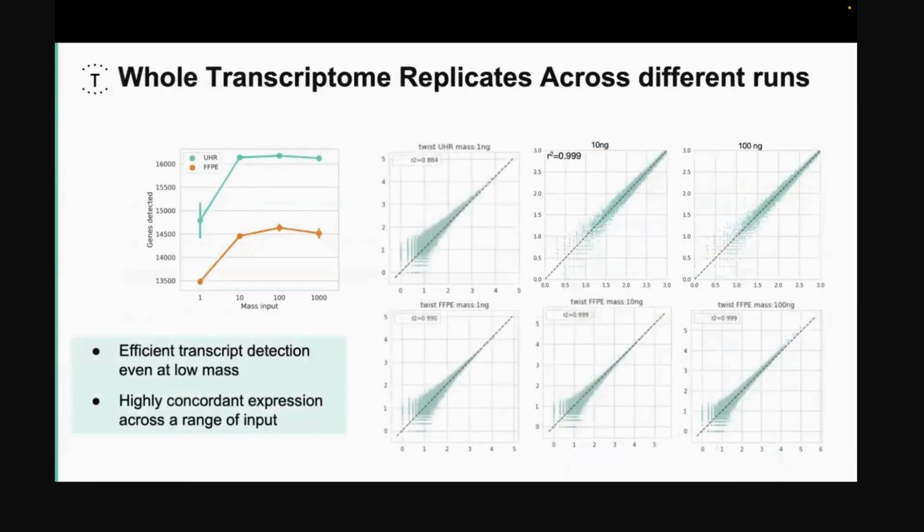Whole transcriptome replicates across different runs. You can appreciate that when we tested this Twist RNA library workflow with 1 nanogram of RNA and also 1 nanogram of degraded RNA, the number of genes was really similar, which shows efficient transcript detection even at low mass. It has highly concordant expression across a different range of inputs. As you can see, we have tested from 1 nanogram to 100 nanograms, and the R square value is very close to 1.